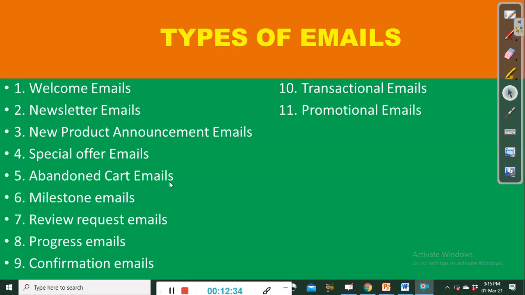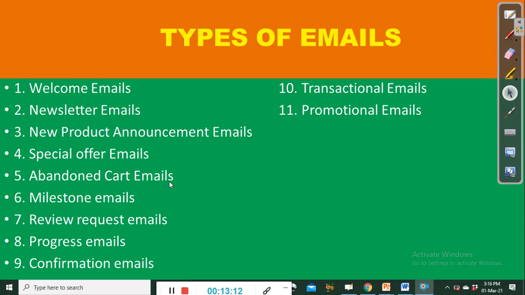So it is important to always ensure that the actual purpose of the newsletter is clearly stated in the email, and the more you communicate your ideas with clarity, the more effective your email is going to be. Now, let's look at the next one, new product announcement emails.